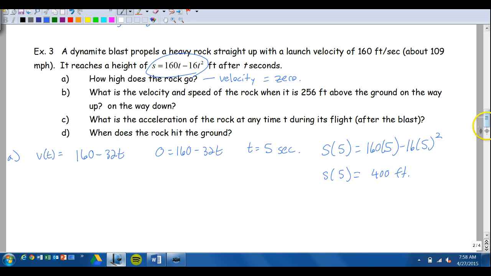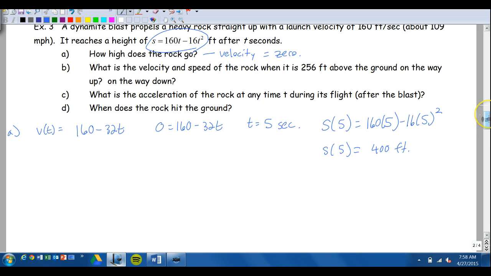Okay? So now it says, what is the velocity and speed of the rock when it is 256 feet above the ground on the way up and down. So in this equation I'm giving you a position. So for part B I need to use my position equation to find the time. So I know that my position is 256, and that's equal to my position equation.